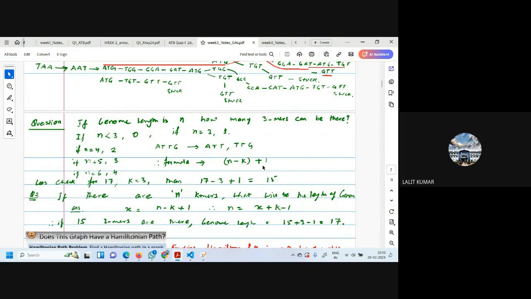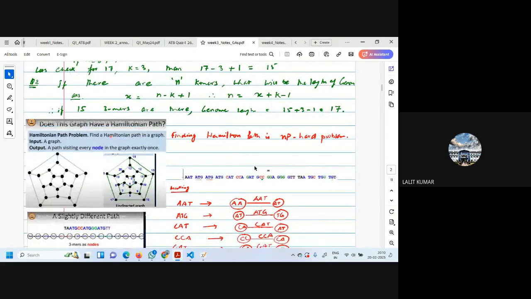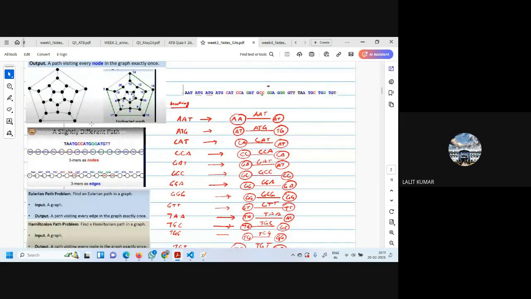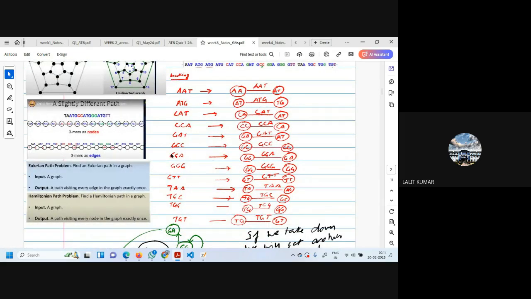So here I have covered the formula n minus k plus 1. And a Hamilton path is a path which visits every node in the graph exactly once. You are given nodes and we have to find a path where every node is visited only once. And there is another called the Eulerian path, which is the path in which every edge is visited exactly once. So Hamilton is about nodes and Eulerian is about every edge.